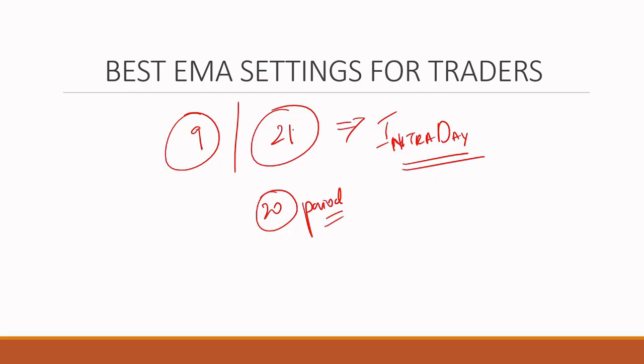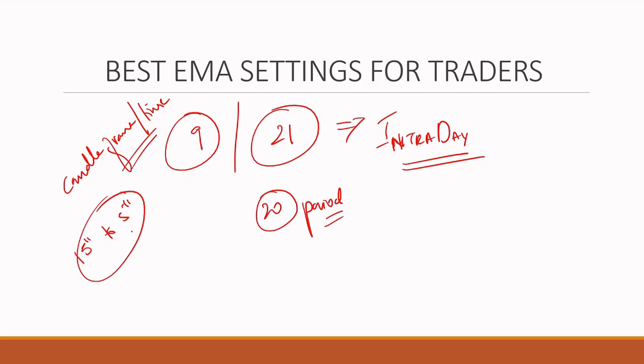So when I say 9 and 21, before you add this, the most important setting in your chart is the candle frame. Understand this, the candle frame, the candle time. Now, which candle should you be choosing? Suppose you're an intraday trader, stick anywhere between 15 minutes to 5 minutes candle frame. This is ideal if you are an intraday trader.